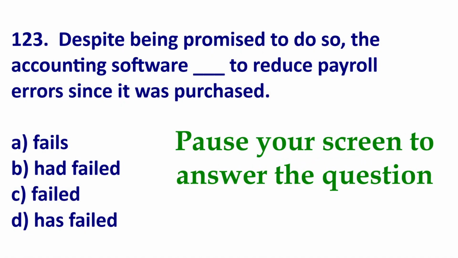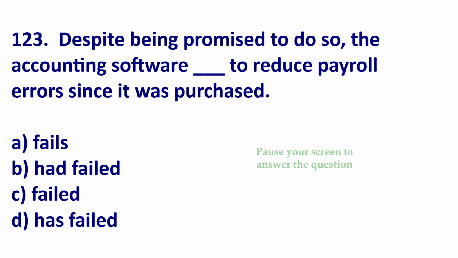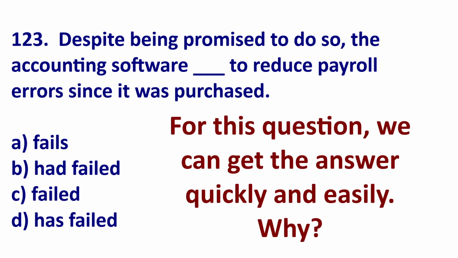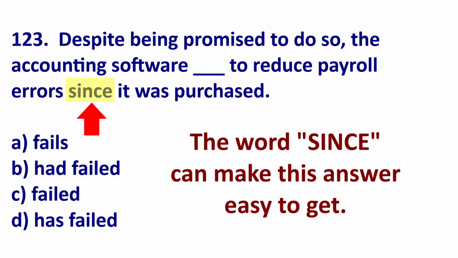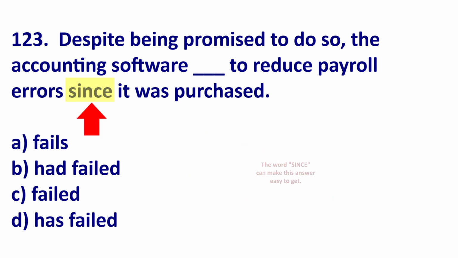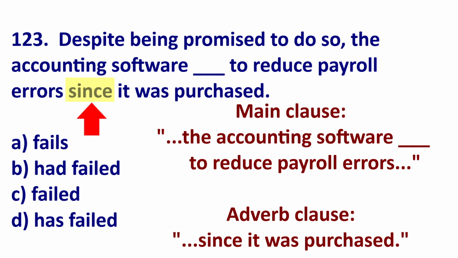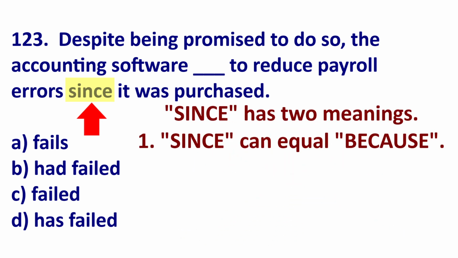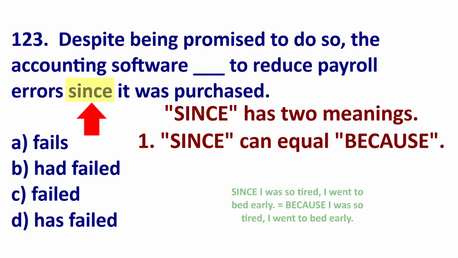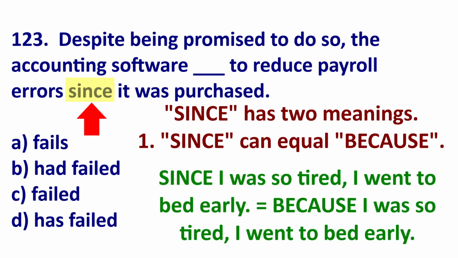This is a long sentence, I know that, but we can likely get the answer quickly and easily. Well, why? We have a key word, since. Let me explain. The main clause is the new accounting software blank to reduce errors. That's the main clause. Then we have since it was purchased. It is the software. Since can have 2 meanings. Less common is to give a reason. Since I was so tired, I went to bed early. That equals because I was so tired, I went to bed early.